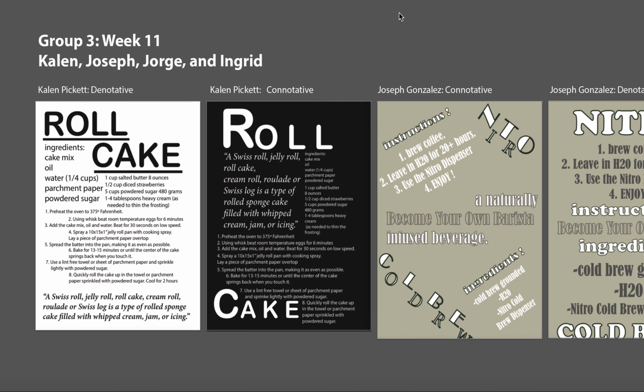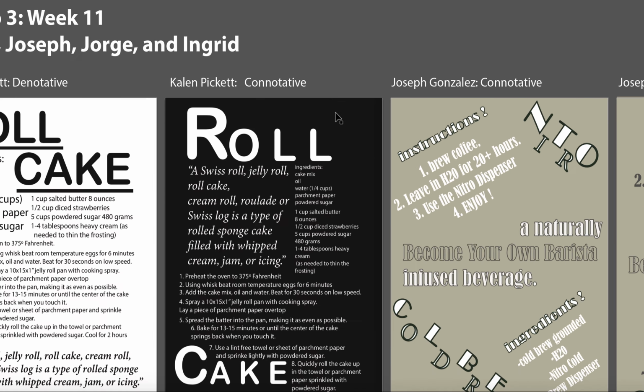All right, for group 3, we have Kalen, Joseph, George, and Ingrid. So let's start with Kalen. Looks like we have a roll cake here for our recipe.